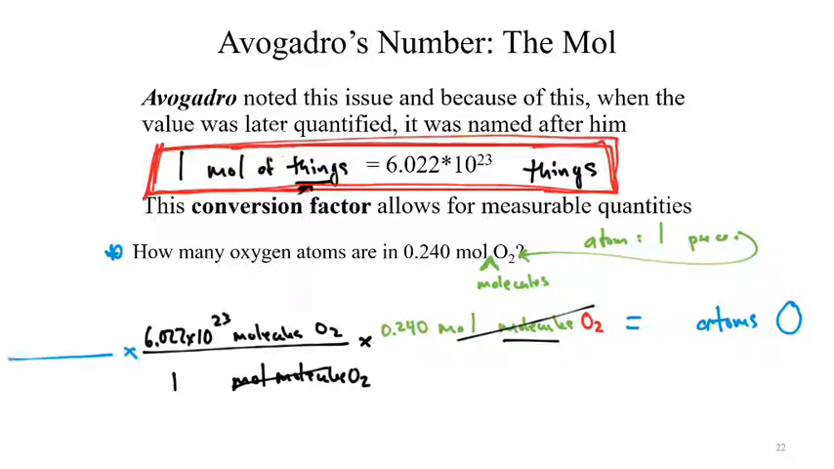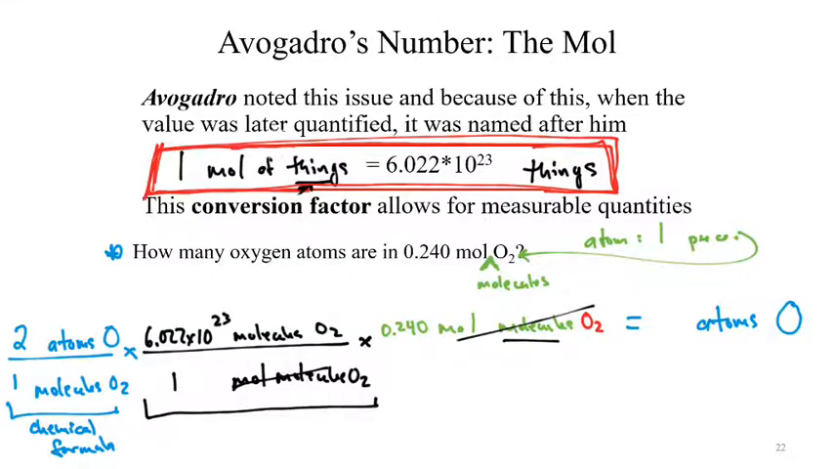We need another conversion factor. That conversion factor needs to cancel molecules of O2, and it needs atoms of O. Where do I find a conversion factor that relates those? Turns out it's 2 to 1. That conversion factor came from the chemical formula. The conversion factor that allowed us to convert molecules and moles came from Avogadro's number. Oh man, I just butchered the spelling on that. Avogadro's number. So we have to think about where these things are coming from.